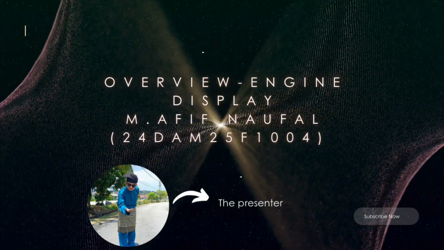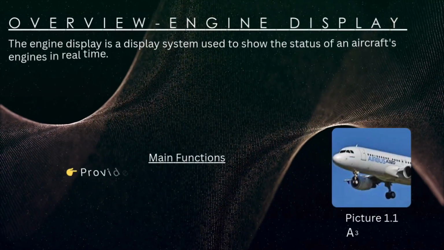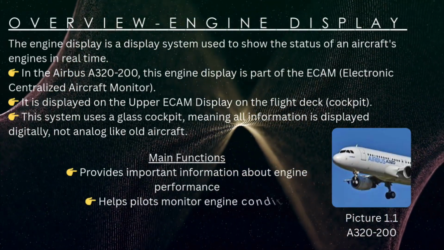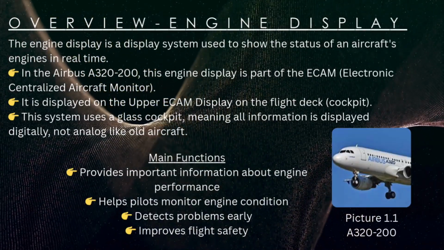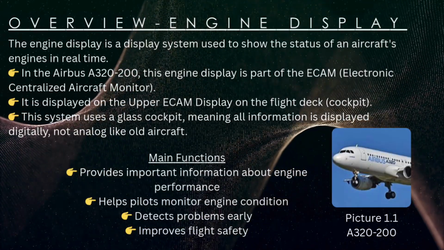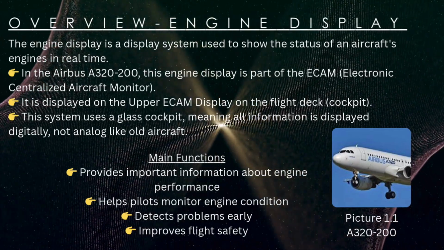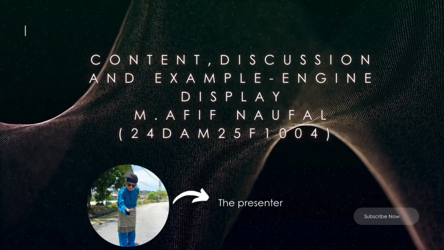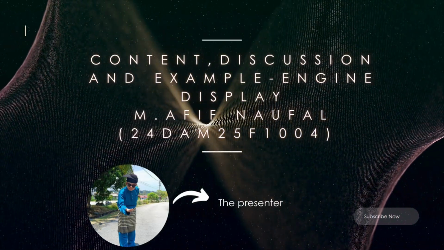So today we are going to present the overview of the engine display. The engine display is used to show the status of an aircraft's engines. In the Airbus A320-200, this engine display is part of the ECAM, and it is displayed on the upper ECAM display. This system uses a glass cockpit. The main function of the engine display is to provide important information about the engines and detect problems early. Alright, next I'm gonna present the content, discussion, and examples for the engine display.